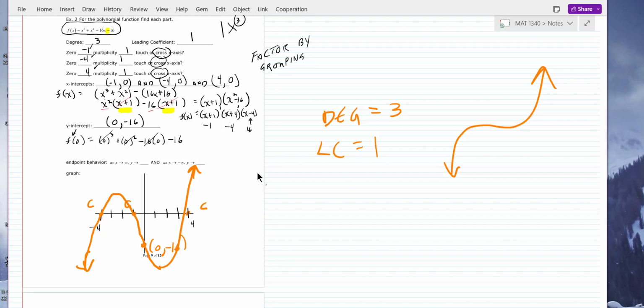It doesn't matter. But the idea is just make sure you're crossing those intercepts and you're going through that y-intercept like that. So that's what your graph looks like. And then your endpoint behavior would be as x goes to infinity, y goes to infinity. And as x goes to -infinity, y goes to -infinity. So that's what your endpoint behavior means.